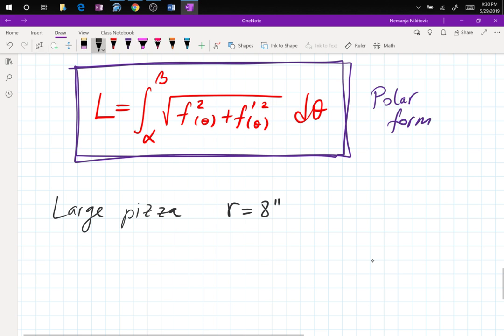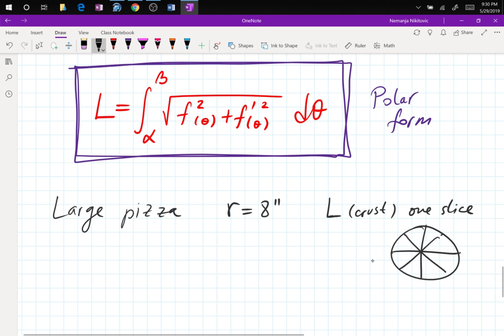So what's L? L crust, one slice. Well, we all know. What's the full circle? It's 2 pi r, right? Divide that by 8 because pizza has 8 slices. I mean, for you, it has 8 slices. For me, just one slice, just fold it in half and eat it. But for you, it has 8 slices.